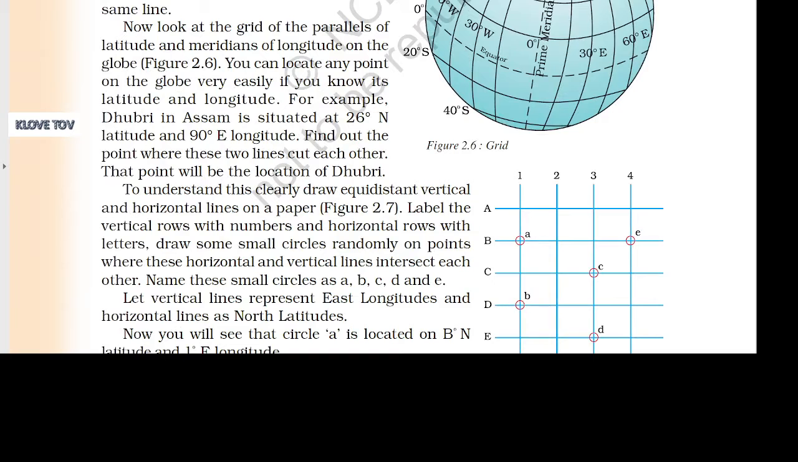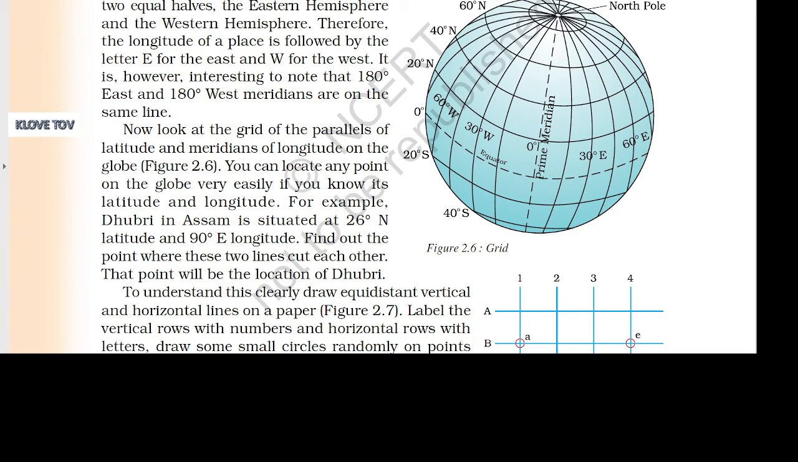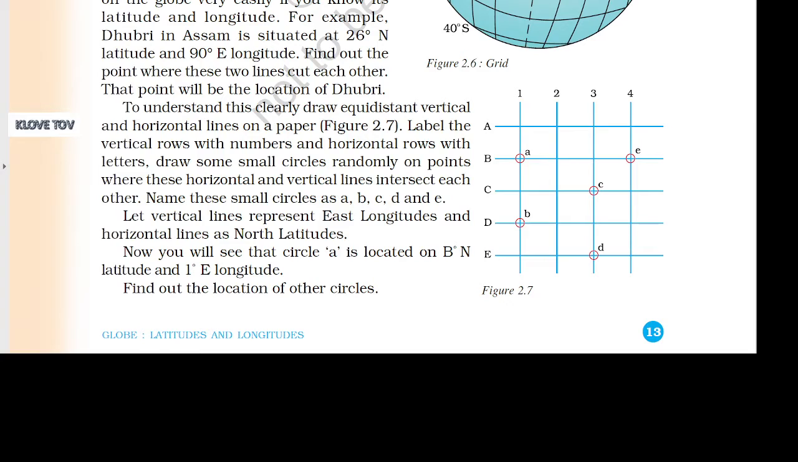Now look at the grid of the parallels of latitude and meridians of longitude on the globe, Figure 2.6. You can locate any point on the globe very easily if you know its latitude and longitude. For example, Dhubri in Assam is situated at 26 degree N latitude and 90 degree E longitude. Find out the point where these two lines cut each other. That point will be the location of Dhubri.